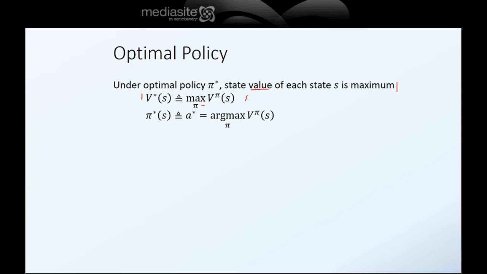And pi star S, given state S, is the optimal action, which is argmax of V pi S. So what action to choose given any state S? We have to choose the action that maximizes the value.